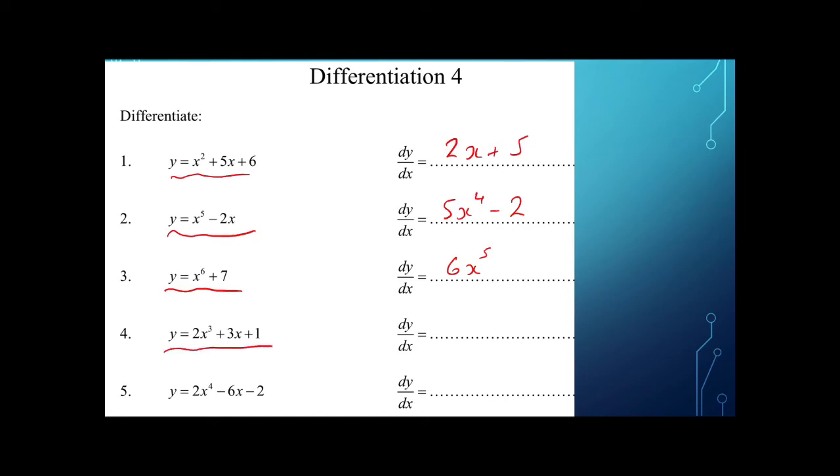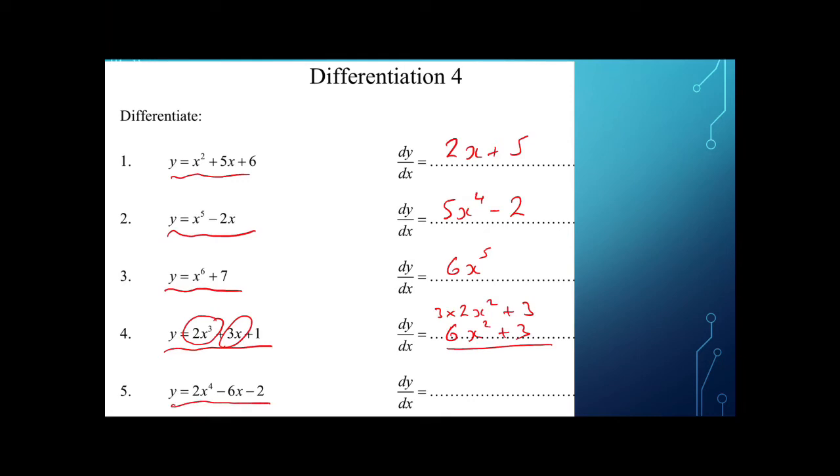Y is equal to 2x cubed plus 3x plus 1. We want to find dy dx, we want to differentiate. Okay, so the 3 goes in front of the 2, and we multiply, and then x squared. The 3x becomes 3, and the 1 disappears, and I'm just going to tidy that up. The 3 times 2 is 6.